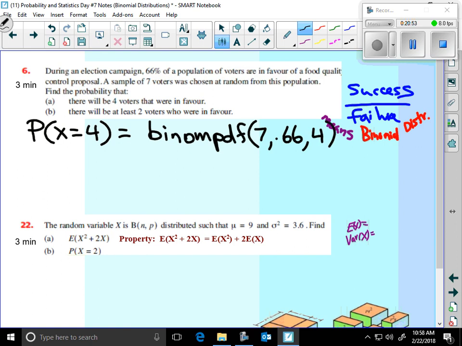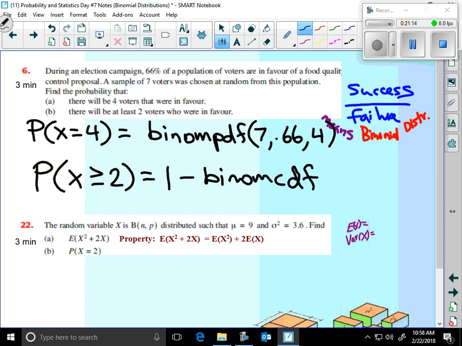Okay, in the second part it said there are at least 2 voters who were in favor. At least 2. That means we don't care about 0, 1. So how would we find the probability that x is greater than or equal to 2? 1 minus binomial CDF, right? Accumulation. 7, 0.66, and what number goes there? 1. Don't put 2 in there, it'll include the 2. We want 2 in the final probability.